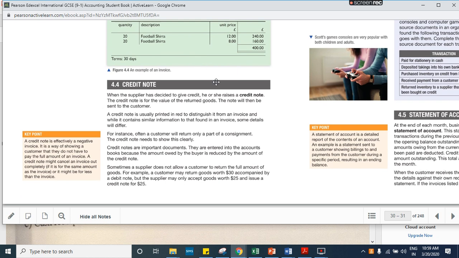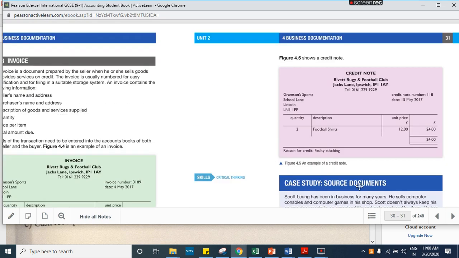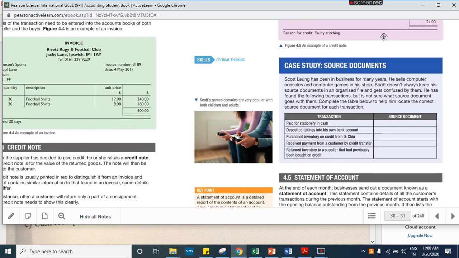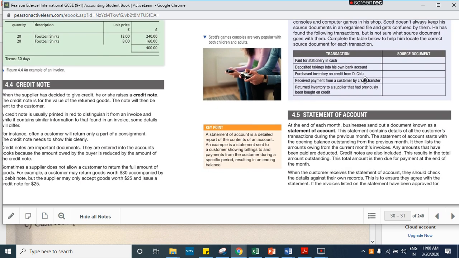Moving into the next is a credit note. A credit note is when the supplier has decided to give credit, he or she raises a credit note. The credit note is for the value of the goods, returned goods. The note then will be sent to the customer. Moving to the next one, this is the format of a credit note. Moving to the next will be the statement of account.